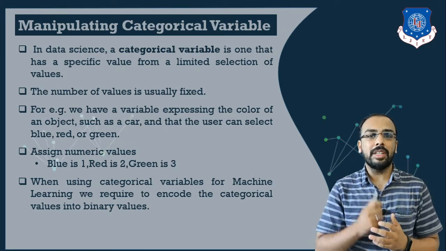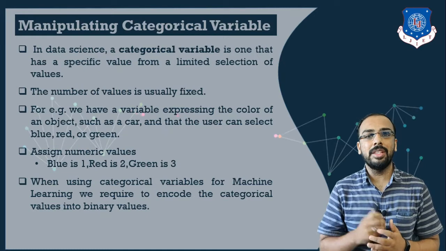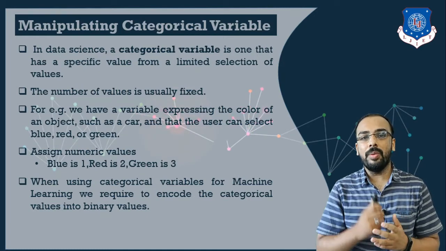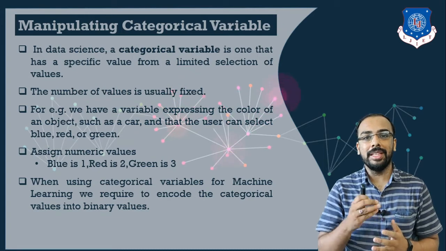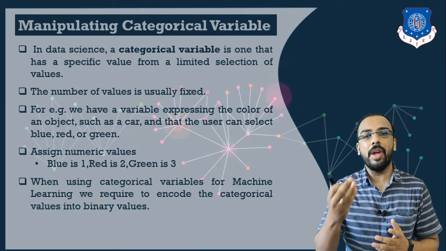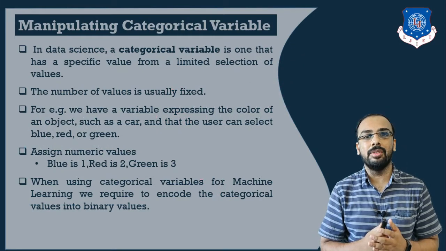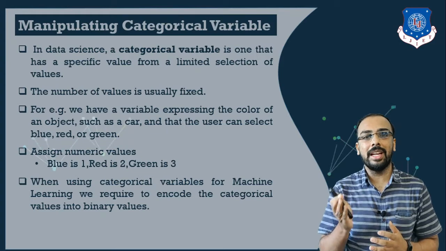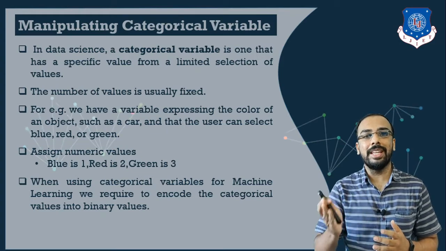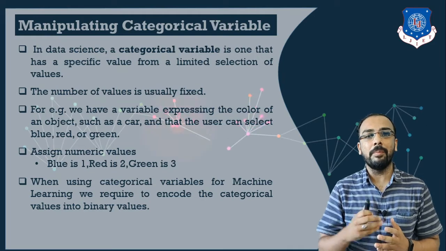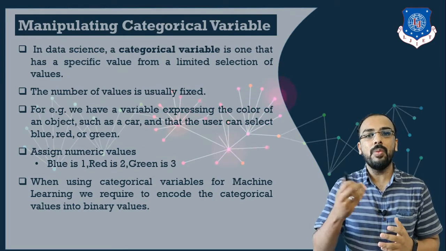Now consider that this categorical variable is used in your machine learning project. A machine always understands binary, that is zeros and ones. So what we need to do is encode these categorical values, that is 1, 2 and 3 that are assigned to blue, red and green respectively. They need to be converted into a binary representation. How can we do that?